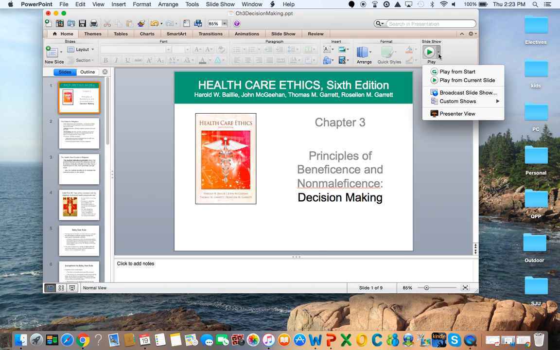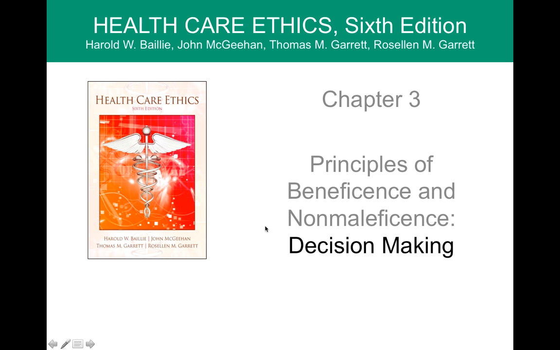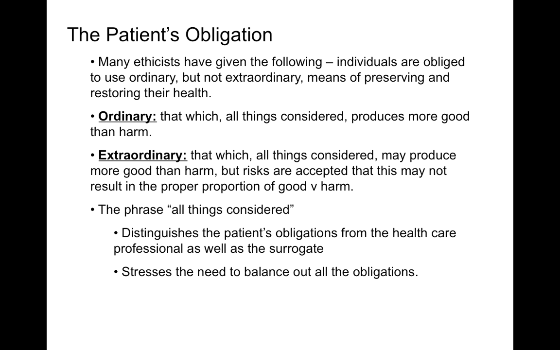In our last lecture here on Chapter 3, we want to see how this theory of proportionality can be applied to particular decision makers. So the three that we'll look at are the patient, the healthcare provider, and then returning again to the role of the surrogate that we talked about in our unit on informed consent.